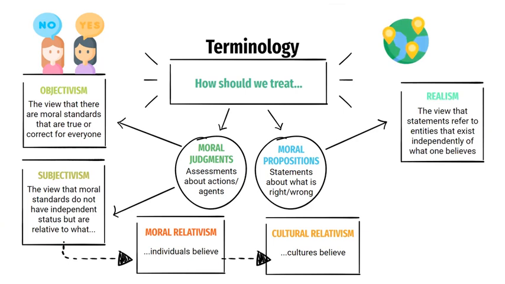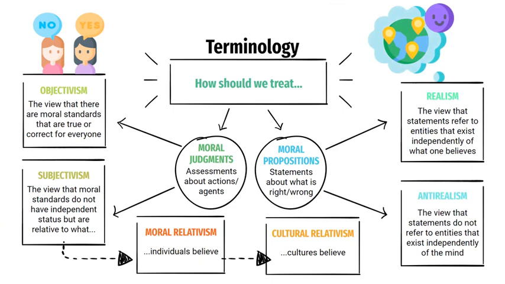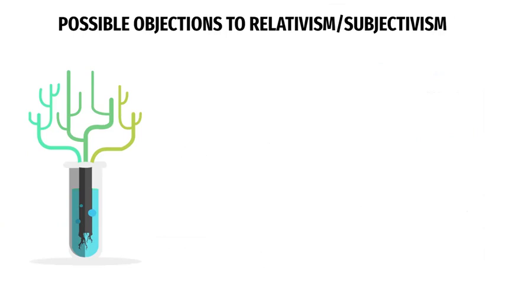If you're a realist about ethics, you think that statements in ethics refer to entities that exist independently of what one believes. So maybe you think murder is wrong. Well, that statement refers to real things that exist independently of whatever one believes, right? If you're an anti-realist about ethics, you think that ethical statements do not refer to entities that exist independently of the mind, but maybe you think ethics is entirely internal, right? So we talked about that in epistemology.